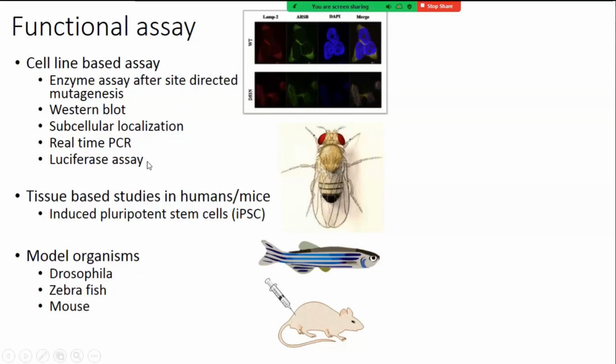Tissue-based studies can be done, that is induced pluripotent stem cells. You can create the mutation in the induced pluripotent stem cell and see whether it causes disease, or model organisms like the fruit fly Drosophila, zebrafish or mouse can be used. But these are more into the research domain. What is the best functional assay or best evidence for disease? Disease manifestation. A second patient with the same phenotype and the same variant is the best evidence. The rest is all just collecting evidence.